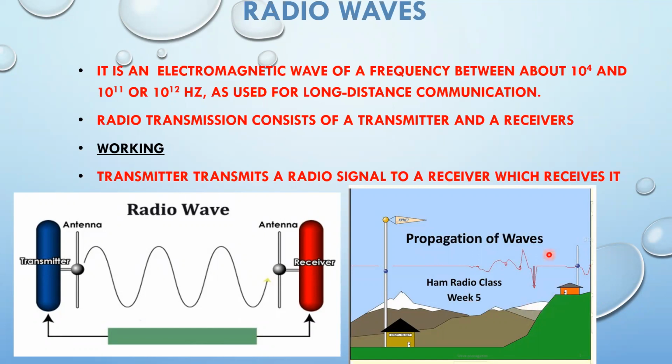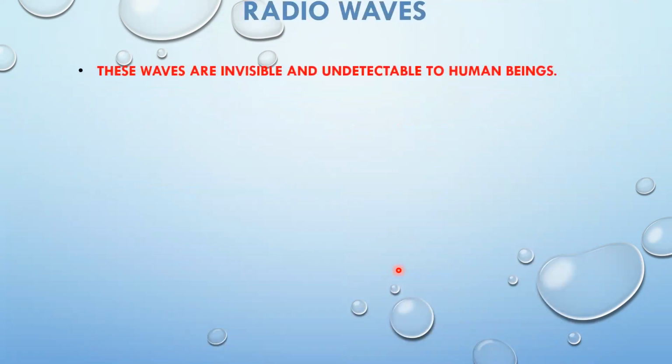These waves indicate that when the data travel in the open space, they will be affected by noise and weather circumstances. The wave will be disturbed, and the data will be disturbed and not exactly what was sent at the source point. These waves are invisible and undetectable to human beings.